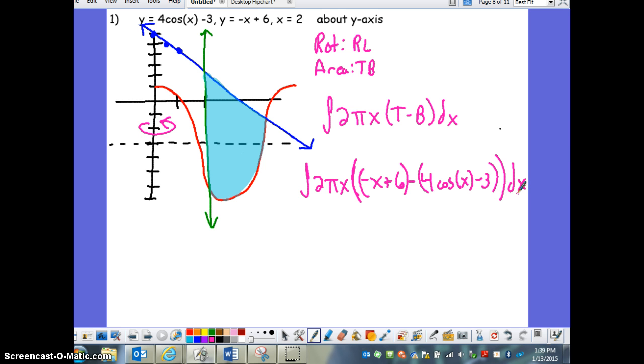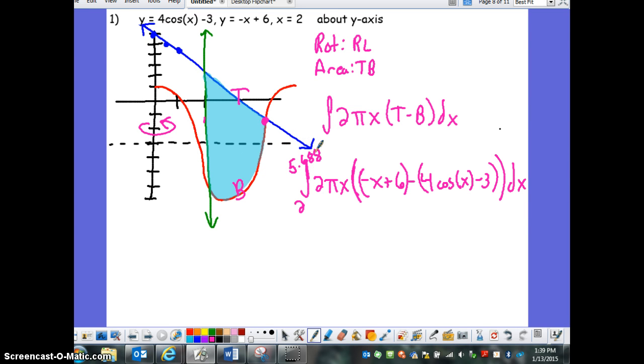Now I have to determine what my bounds are going to be here. If I'm doing this as a top bottom, that means I need to enclose this region on the left, which is this green line, the 2, and on the right, which would be the intersection of those. So on your graphing calculator, find the intersection of those 2 curves, which is the negative x plus 6 and the 4 cosine of x minus 3. Again, find the intersection point there, and you want the x value. That comes out to be 5.688.